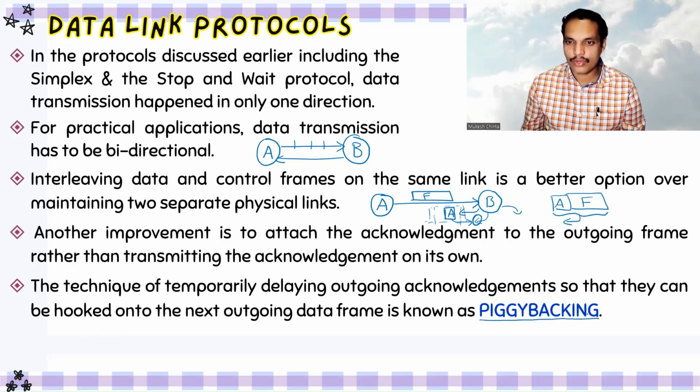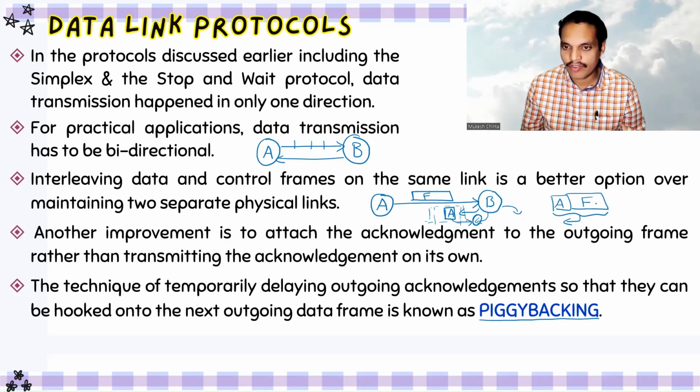Piggybacking is generally used in all networks. When the frame from A is received at B, B, after verifying that frame, has to send an acknowledgement to A confirming the receipt of this frame. Instead of sending this acknowledgement on its own, I am going to make B add this attachment to the next frame that B is going to transmit to A, so that the acknowledgement need not be sent on its own and it gets a free ride with the next outgoing frame. So instead of sending one acknowledgement and one data frame, I'm now sending this entire thing as one frame.